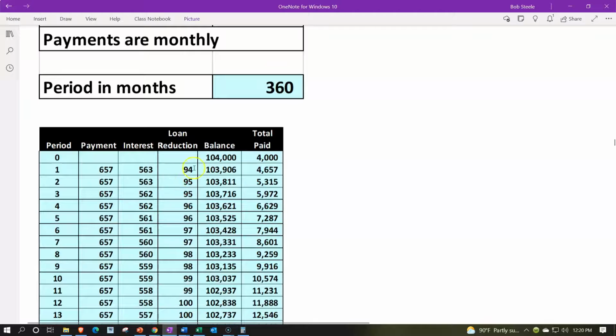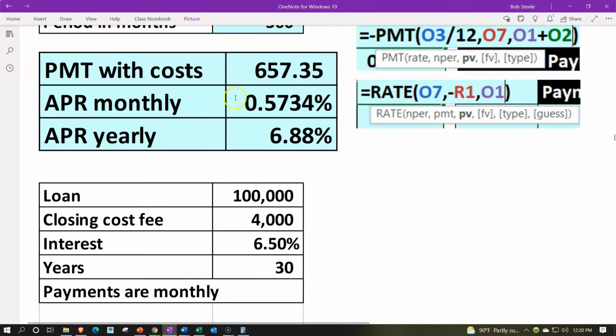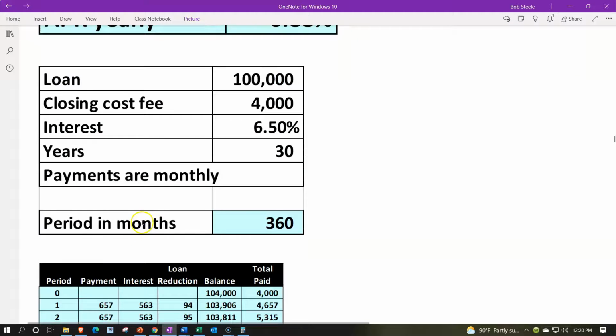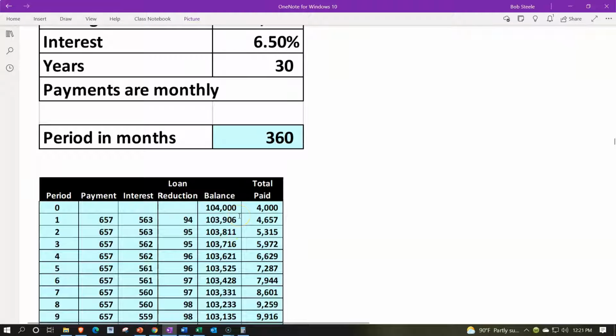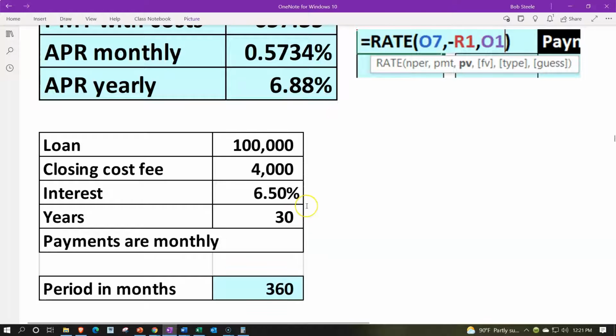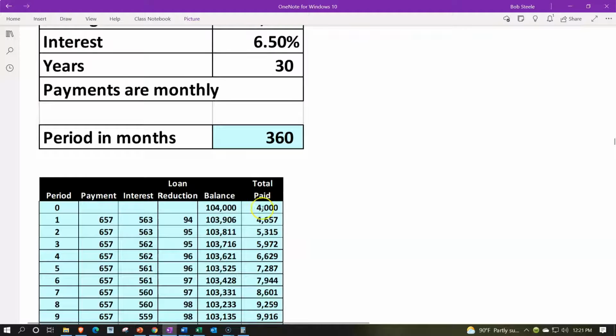I won't do it in detail here, but you take the 104 now. That's how much we're going to be paying off. The payments are the 657, which are what we calculated up top. Interest is calculated as the loan, the 104 now, times not the APR but the rate, the 6.5, because the cost of the 4,000 is in the loan balance. Then you divide by 12. The payment minus interest gives you the reduction in the loan, and then the 104 minus the reduction gives you your difference in the loan.